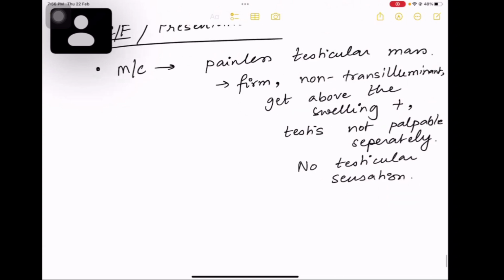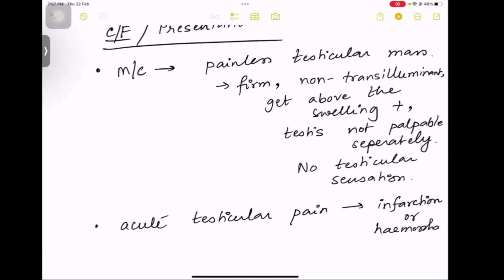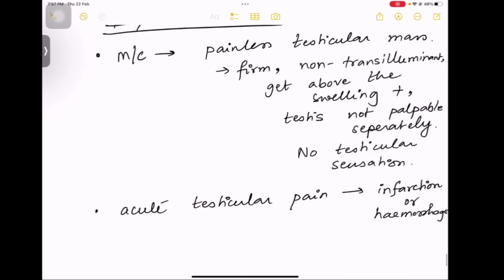Now we move on to the clinical presentation that the patient will come with. So they will complain that there is a mass. Now this is a painless testicular mass. On examination you will see that it is firm. It is non-transilluminant. You can get above the swelling. And testis is not palpable separately. Also, the testicular sensation will be absent. So you basically get a painless testicular mass which is firm, non-transilluminant. You can get above the swelling, but the testis is not palpable separately and the testicular sensation is also lost.